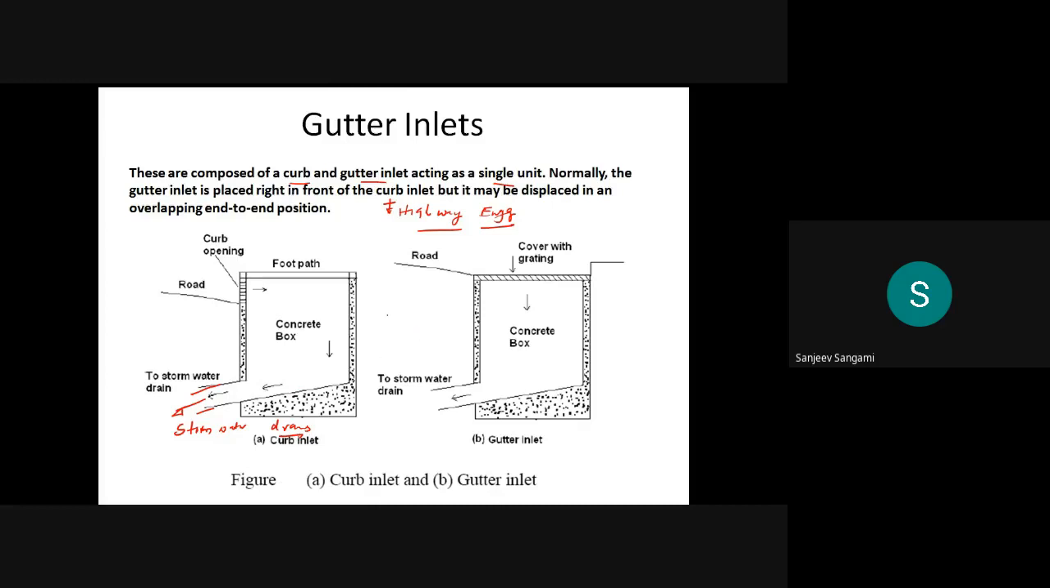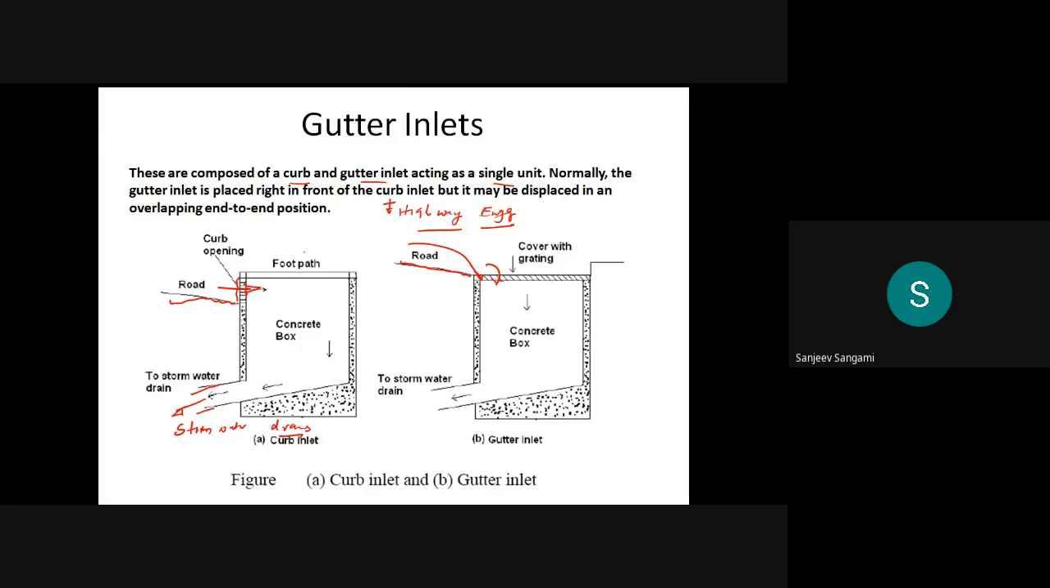Here also you can see in the first one the curb inlet. In the second one you can see the road surface is like this. Here the road surface is like this, and here you have drains, but here you have drains also. Means the water should go like this. Here the water should move like this. So this is the difference between your curb inlet and the gutter inlet.